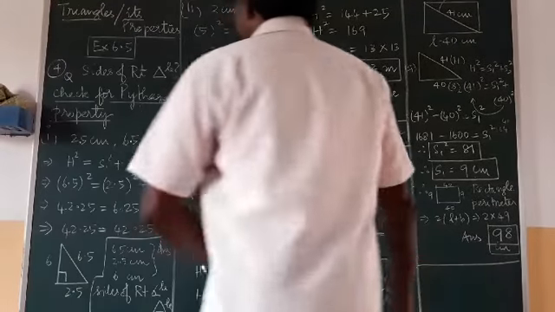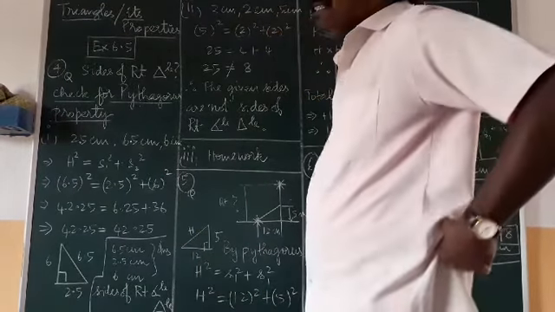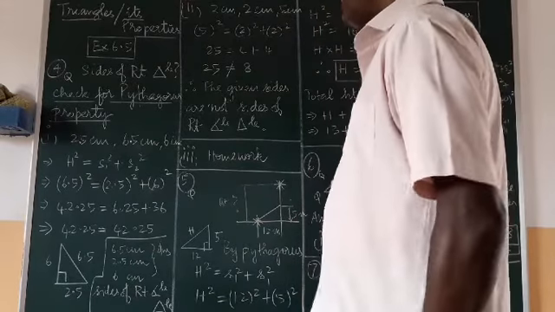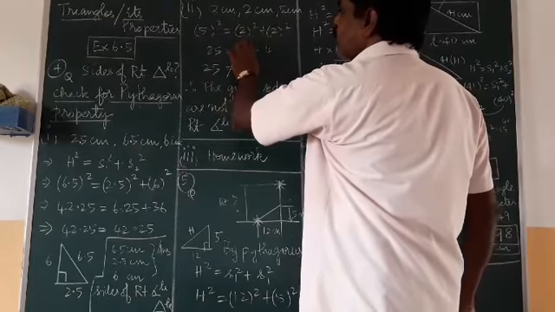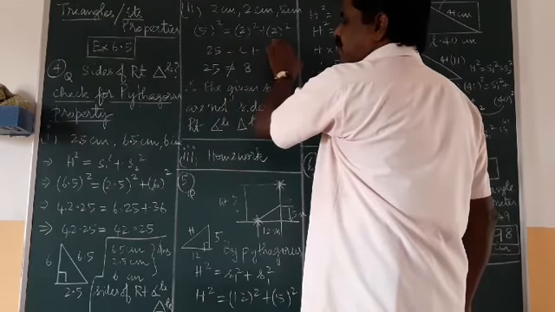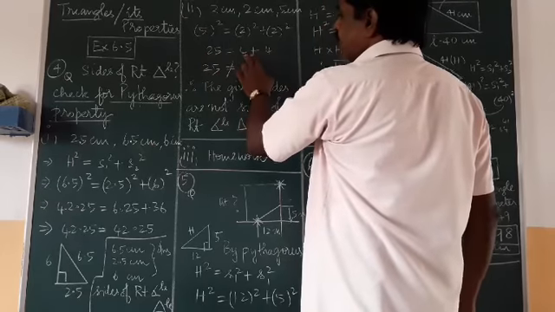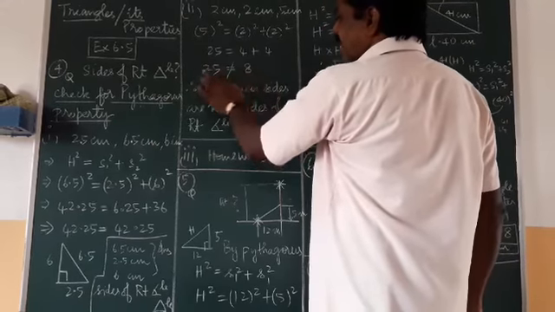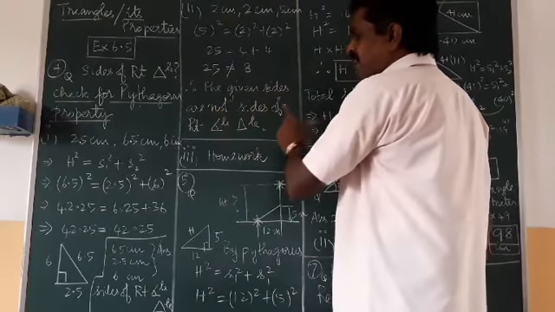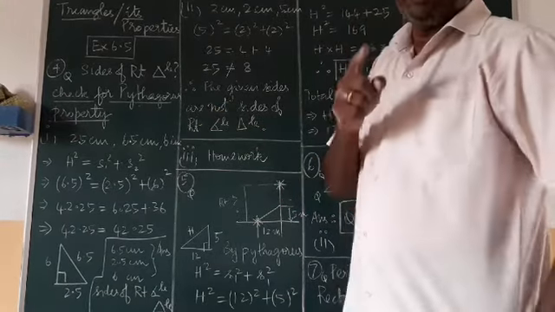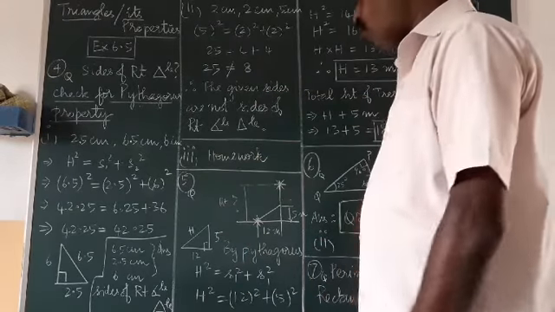Then the second question, 2 centimeter, 5 centimeter. Does it represent a right angle triangle? So let us check it. Which is greater? 5. So the greater side square should equal the sum of the smaller sides' squares. The greater side square is 25. The smaller side squares are 4 plus 4, 8. Is 25 equal to 8? No. So that means the given sides are not the sides of a right angle triangle. Finished. The third problem we take as homework.